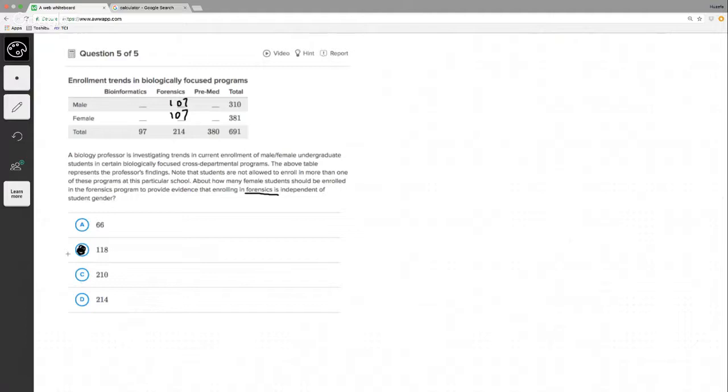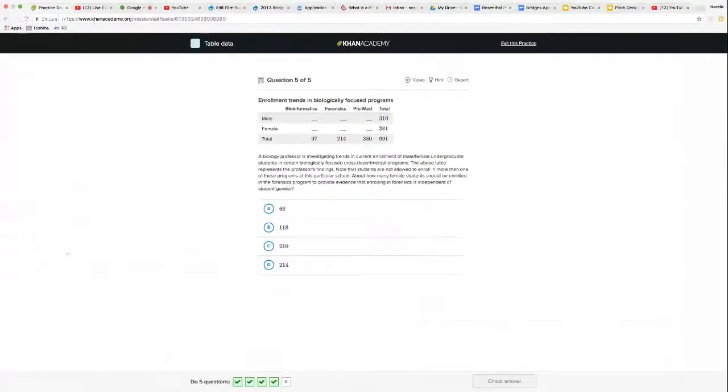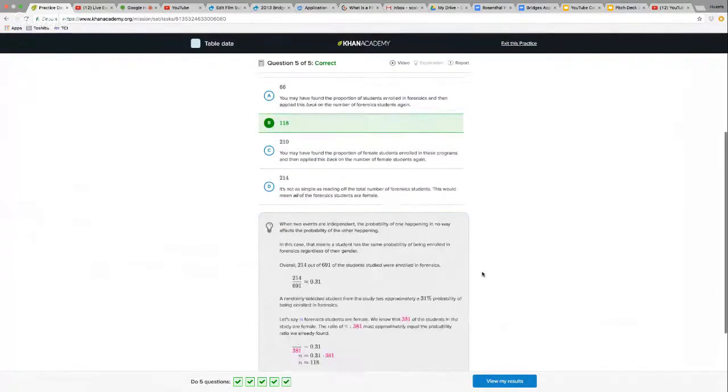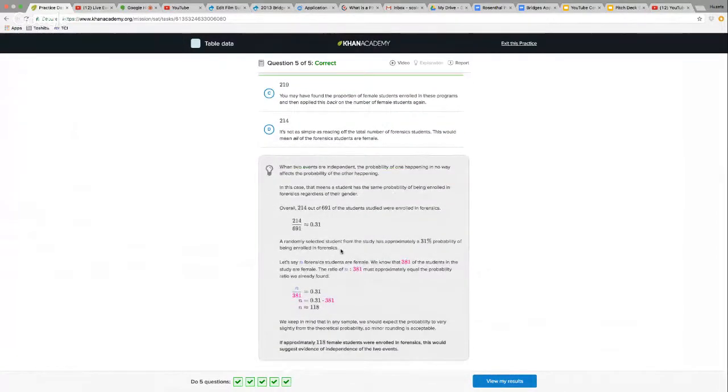I want to read their explanation. I don't know why they don't put 107. And it does say about, so it's approximately. I don't know. All right, so it is right. Let's see their explanation. It says when two events are independent, the probability of one doesn't affect the other, right? Gender doesn't affect the enrollments. 214 were enrolled, and then a randomly selected student has approximately 31% probability of being enrolled in forensics, right?